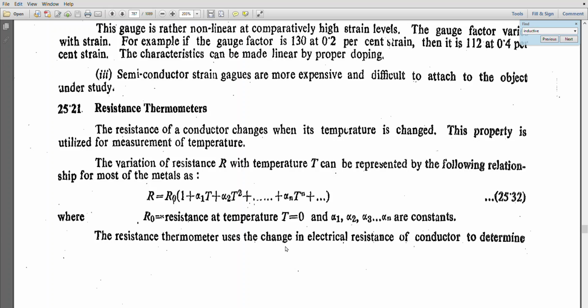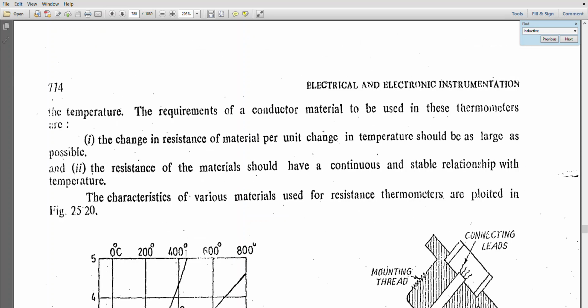The variation of resistance with temperature T can be represented with the following relationship: R equals R0 into 1 plus alpha 1 T plus alpha 2 T squared. And if you see, this is not a linear relation as I mentioned previously, but a quadratic equation. So what are the terms that can be defined? R0 is the resistance of the conductor at 0 degrees centigrade, and alpha 1, alpha 2, alpha 3, up to alpha n are constants. So the resistance thermometer uses the change in the electrical resistance of a conductor when the temperature changes.